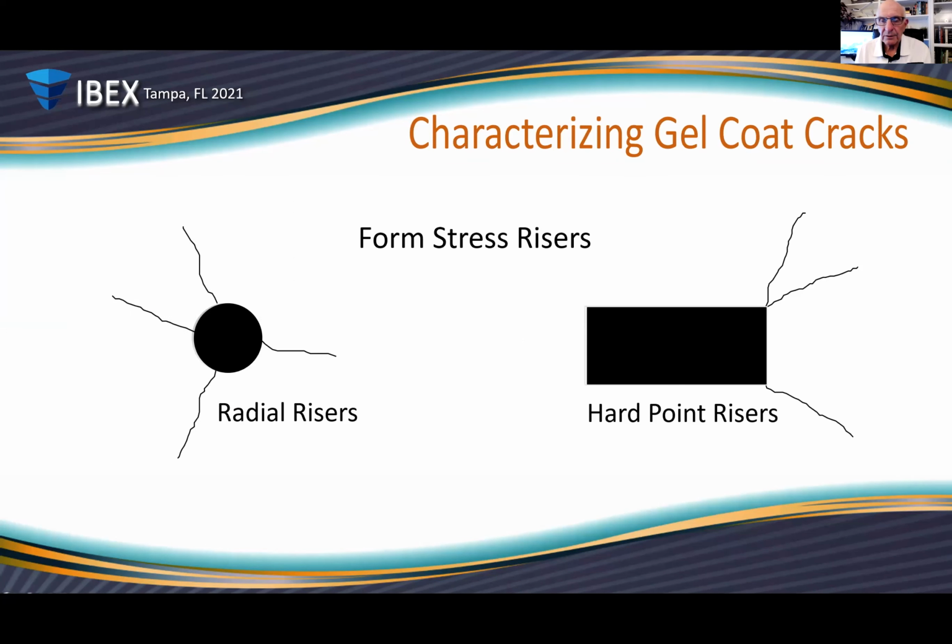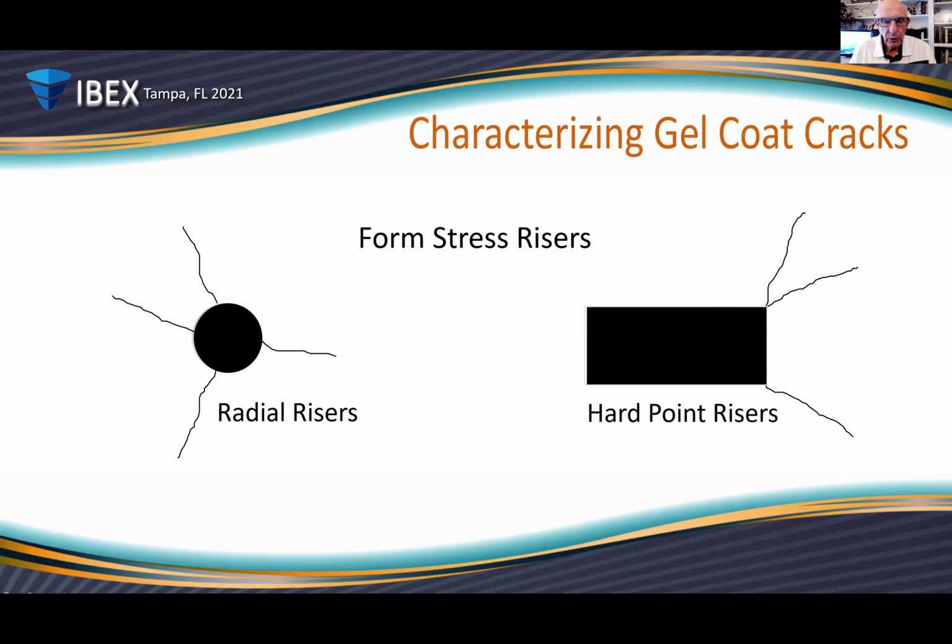Another type of crack that we have are termed form stress risers. These are stresses that form in and around shapes, mostly holes in a laminate. So we have radial stress risers coming out of a round hole in a laminate, or you can find hard point stress risers where you have edges that are fairly sharp. Those edges tend to focus the strain in the laminate.